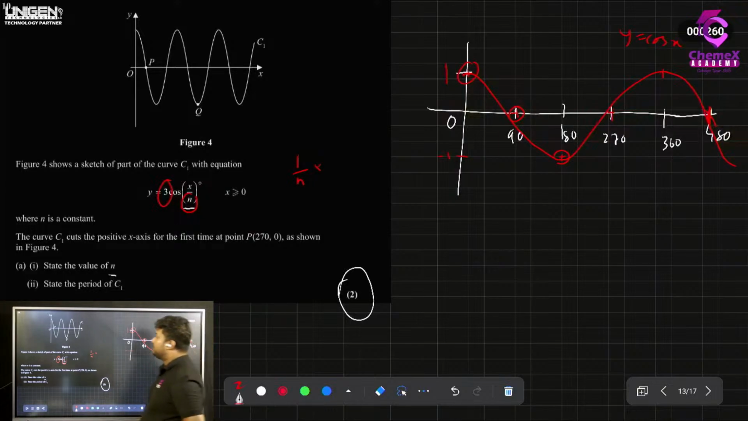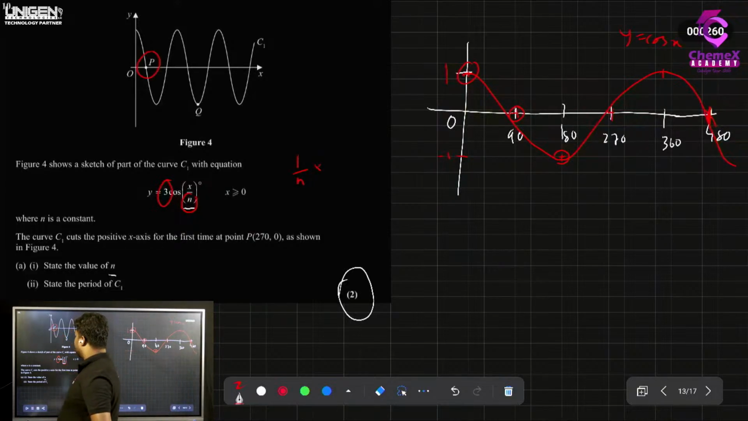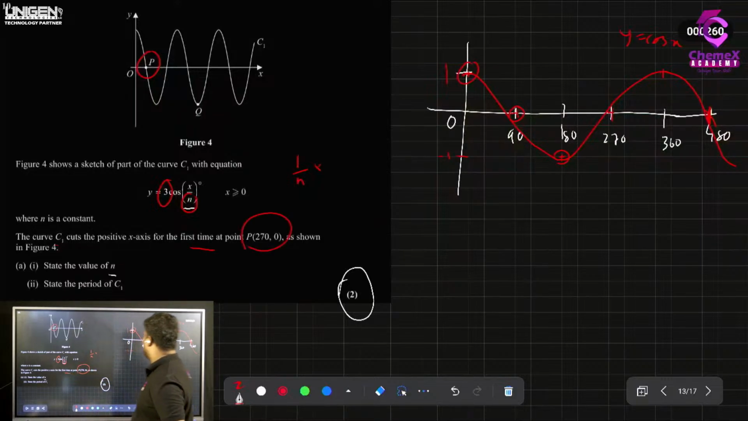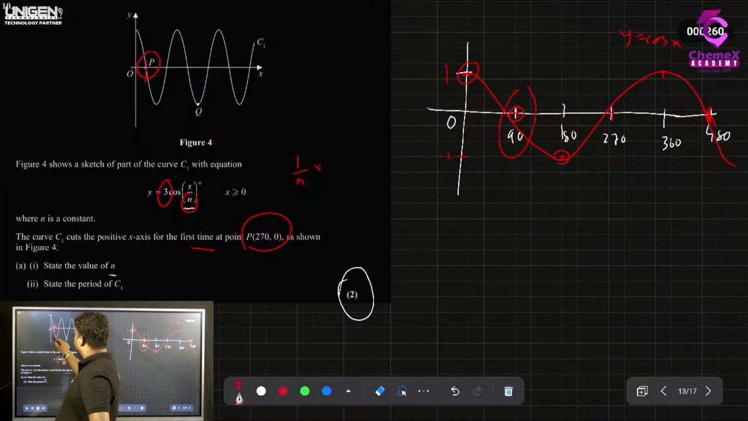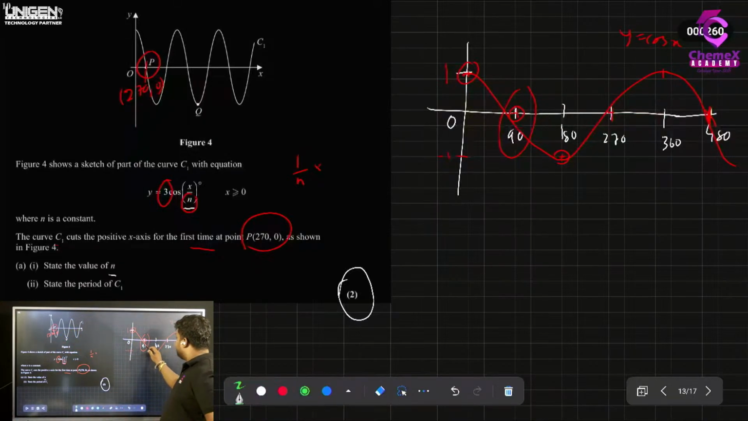Okay, now you have to think. Can you see P is the place where, they say the curve C cuts the positive x-axis for the first time at 270, 0. So the P coordinate is 270, 0. The normal cos x graph gives 90, 0, right? You understand? First place where it cuts the curve. But in this case it has become 270, 0.